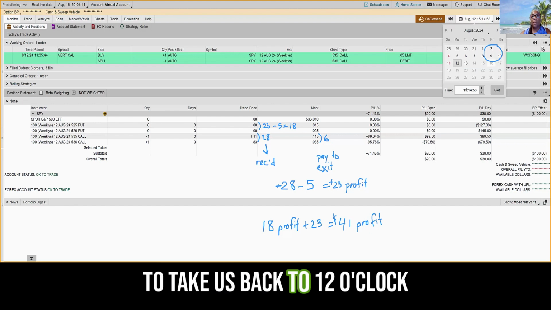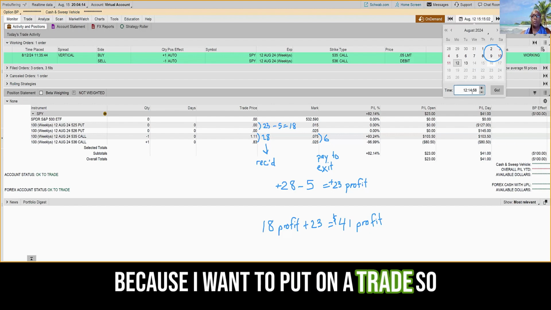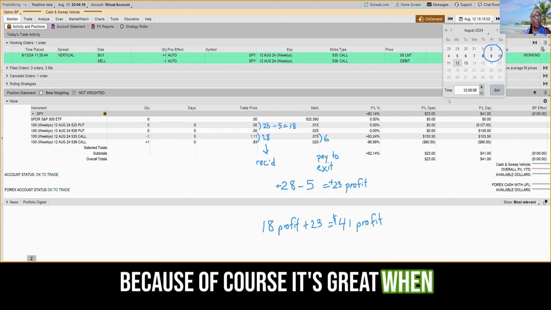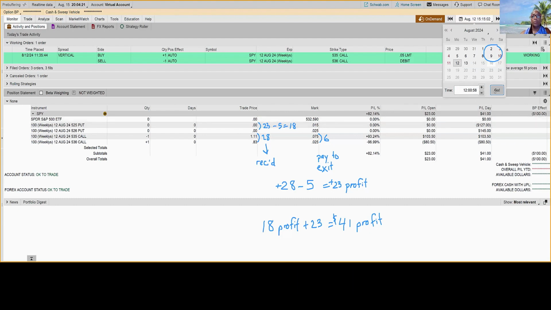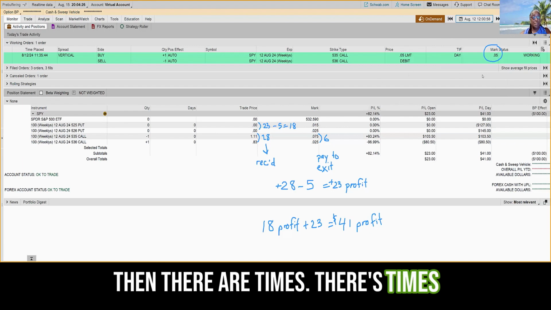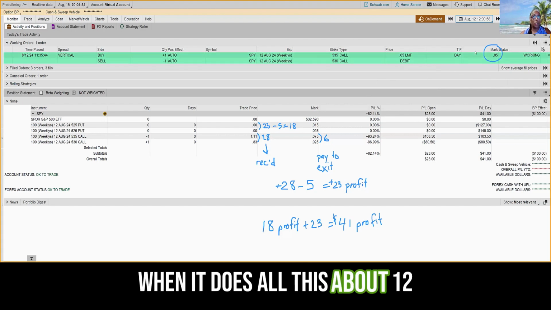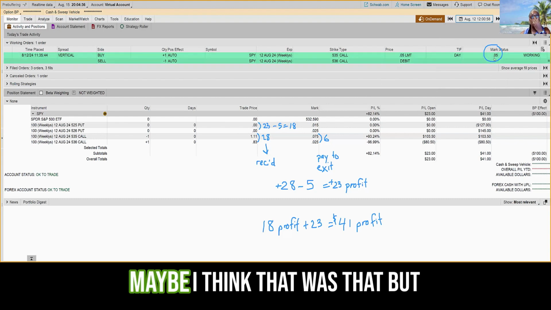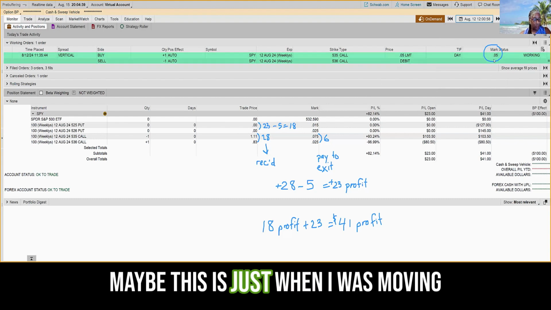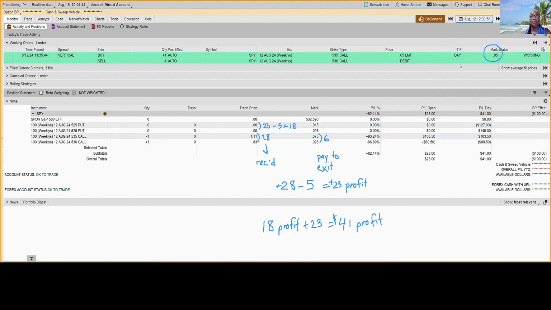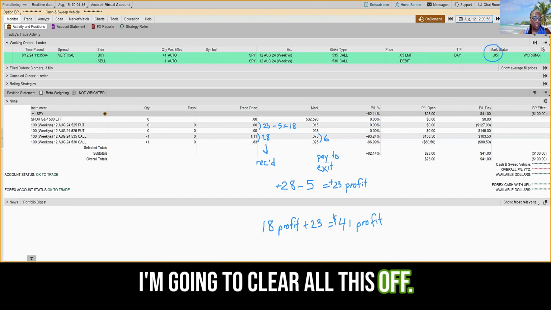I'm actually going to take us back to 12 o'clock because I want to put on a trade so we can see when it doesn't go well, because of course it's great when everything goes well. But then there are times it doesn't. There's times when it does. Oh, it looks like about 12 o'clock it was worth about 5. Maybe that's just when I was moving it. It was almost worth 5 before I moved it. I'm going to clear all this off.